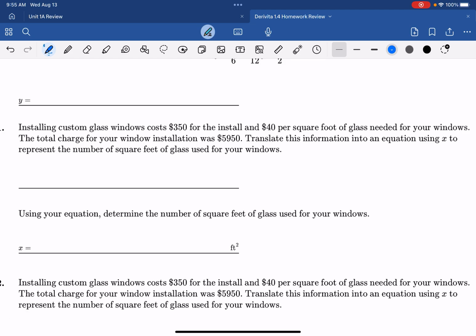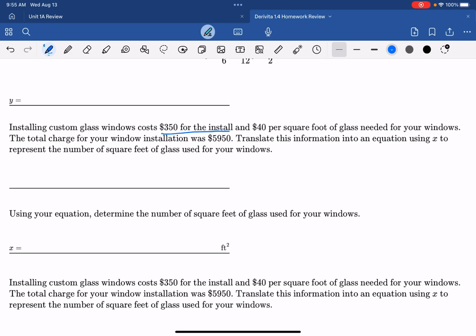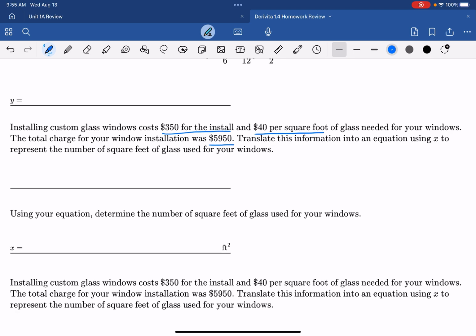It says installing custom glass windows costs $350 for the install and $40 per square foot needed for your windows. The total charge for your window installation was $5,950. Translate this information into an equation using X to represent the number of square feet of glass. So your equation is 350 plus $40 per square foot, but we don't know how many square feet, so that's where the variable goes. And you know the total cost was $5,950. So that's your equation. And for the second part, they want you to solve the equation.